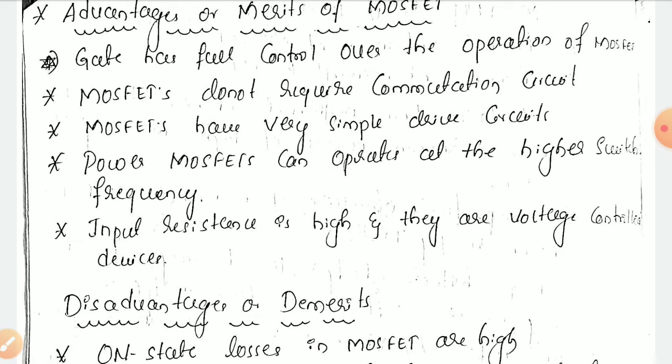Then, power MOSFETs can operate at higher switching frequencies. The switching frequencies of power MOSFETs are higher compared to other types of switches. The input resistance is very high, and they are voltage controlled devices, whereas SCRs are current controlled devices. Voltage controlled means you can control the switching of the MOSFET by controlling the gate voltage. That is why they are called gate voltage controlled switches or devices.